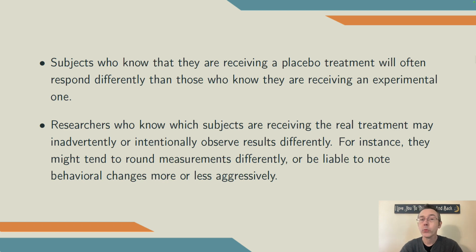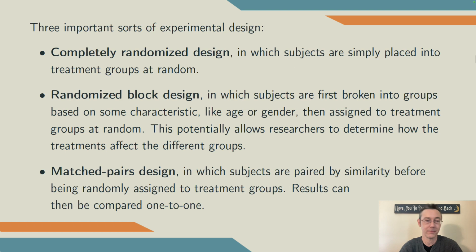On the other hand, researchers who know which subjects are receiving a real treatment versus a placebo may inadvertently or even intentionally observe results differently. For instance, they might tend to round measurements differently or be liable to note behavioral changes more or less aggressively, even if they're not intending to, even if they are coming in with the best intentions of being completely objective.